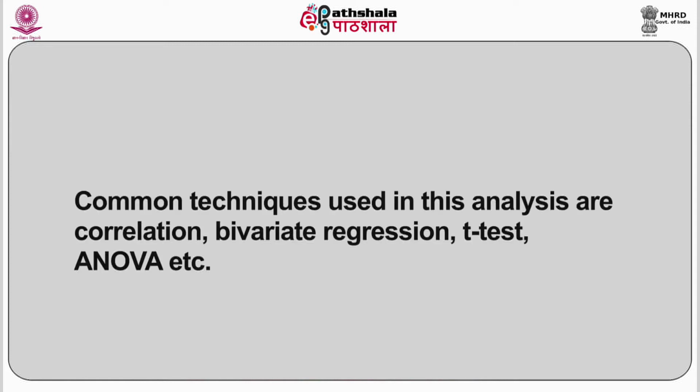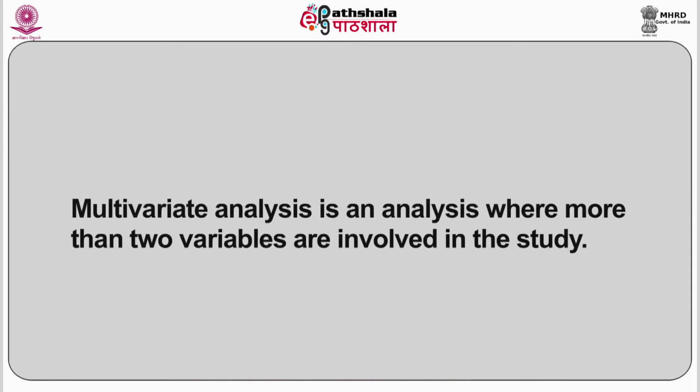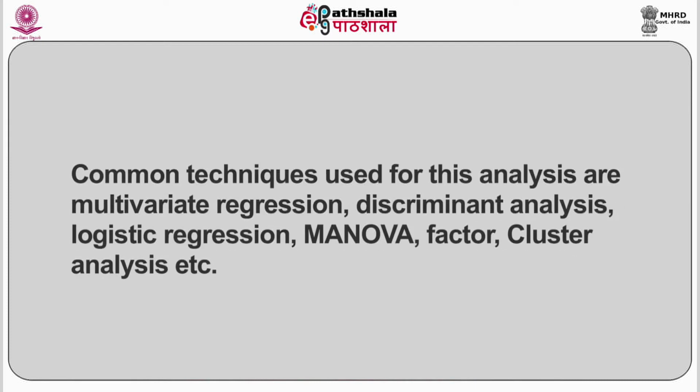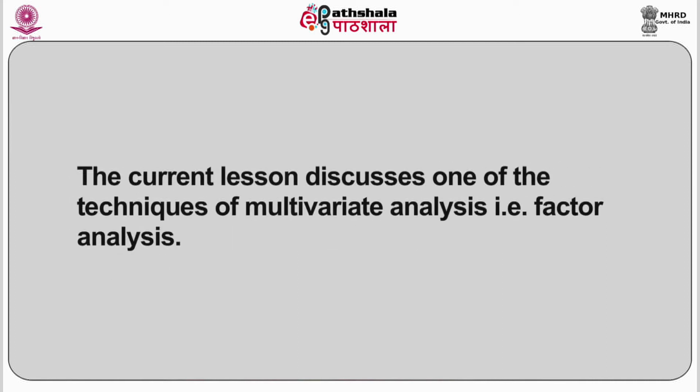Bivariate analysis is an analysis when there are two variables involved in the study. Common techniques used in this analysis are correlation, bivariate regression, t-test, ANOVA, etc. Multivariate analysis is an analysis where more than two variables are involved in the study. The common techniques used for this analysis are multivariate regression, discriminant analysis, logistic regression, ANOVA, factor analysis, cluster analysis, etc. The current lesson discusses one of these techniques of multivariate analysis, that is the factor analysis.